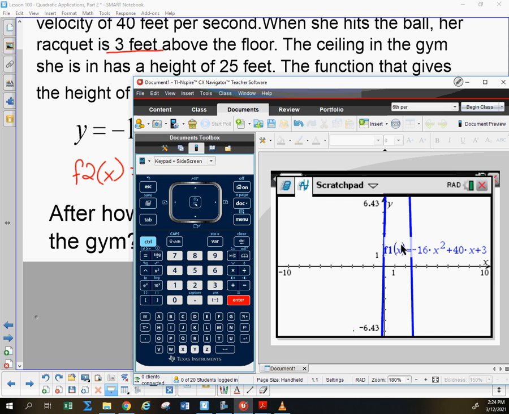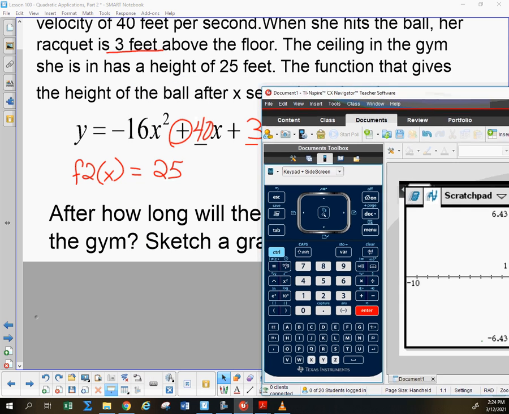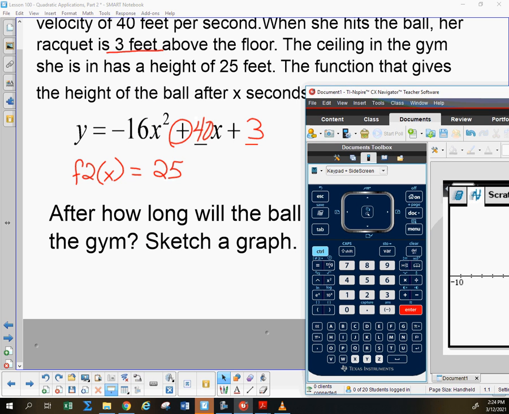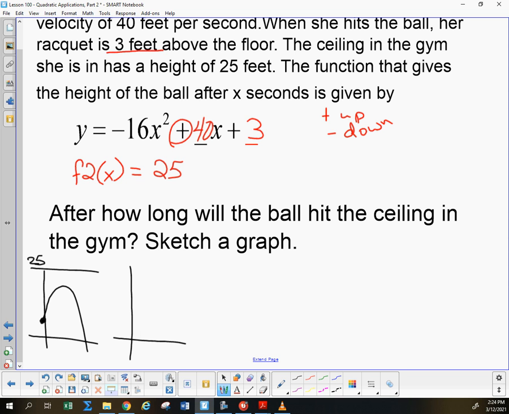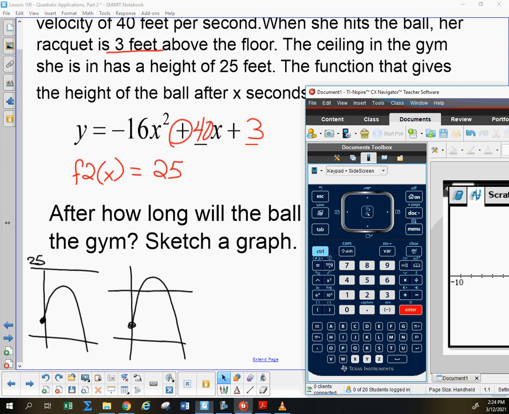And right now I can't see what's going on. You probably can on yours already. But we are trying to figure out here, well, does it look something like it starts here at 3 and goes up and doesn't reach the ceiling? Or does it start at 3 and it goes up and here is the ceiling and it does hit it? So let me look at my calculator and see what's happening.